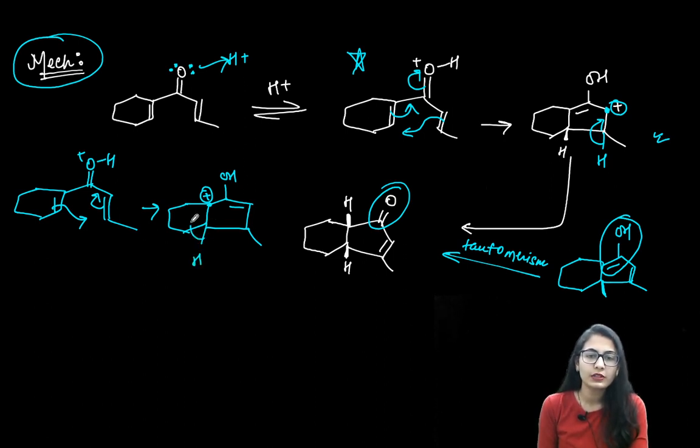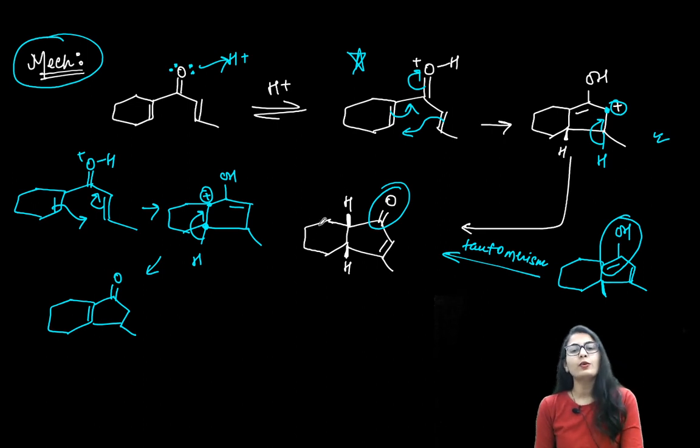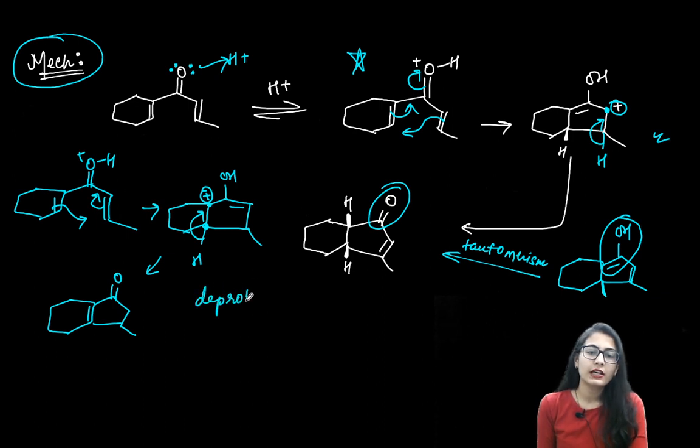Now the proton over here is lost on the alpha carbon right here, and it is going to give you the alkene onto the cyclohexane, right? So this is your product. So you could have two isomeric products from the Nazarov cyclization when you are doing deprotonation. This is what I'm talking about, deprotonation.